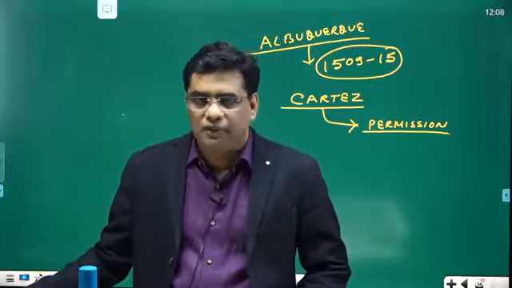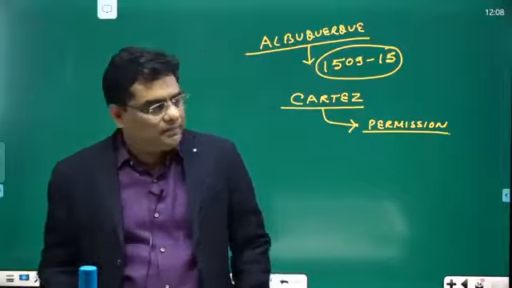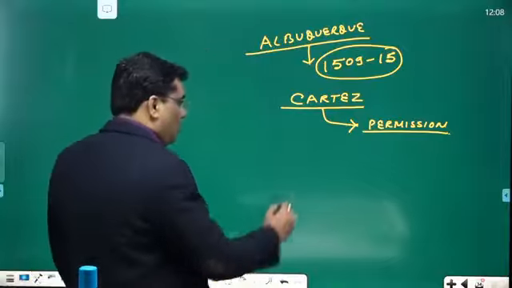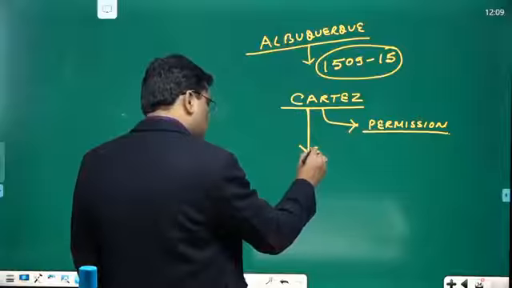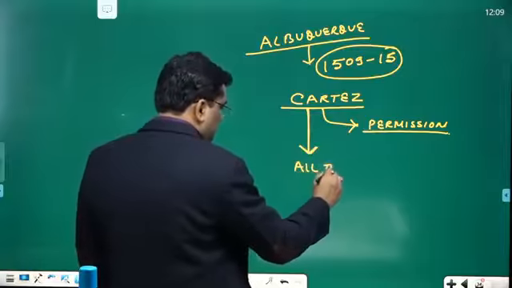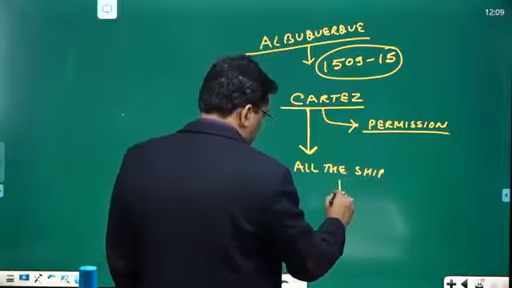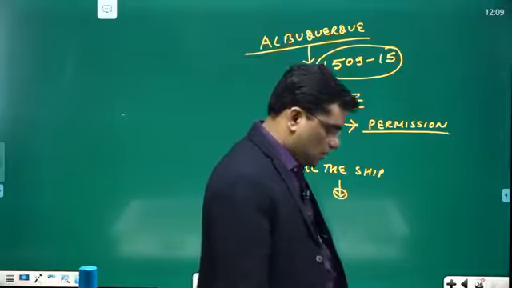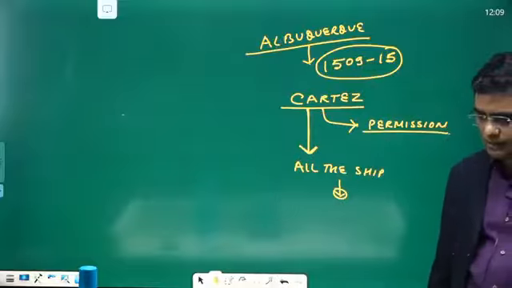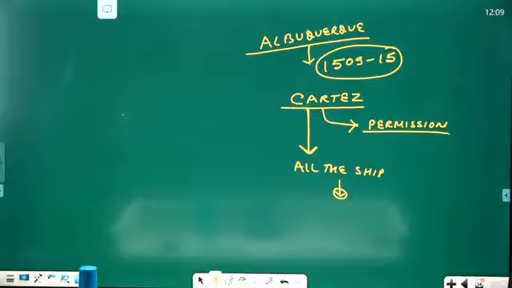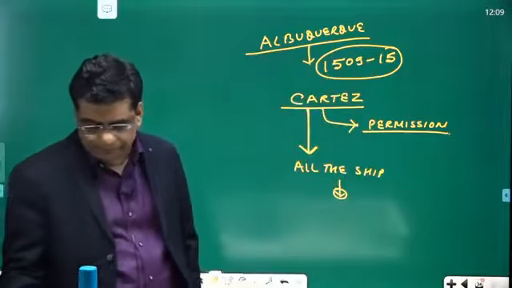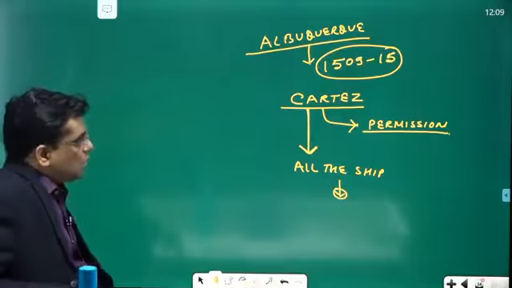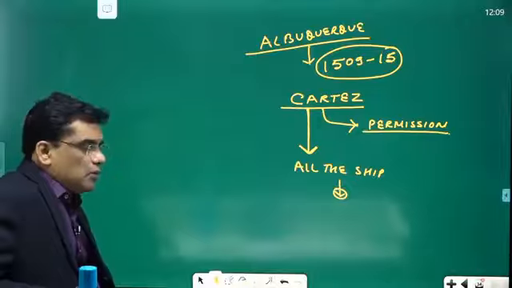So cartage was the main source of income that started later on. All the ships had to take cartage from the Portuguese settlement for secure traveling, for safe navigation, to avoid confiscation of the ship by the Portuguese. So Albuquerque had started this.